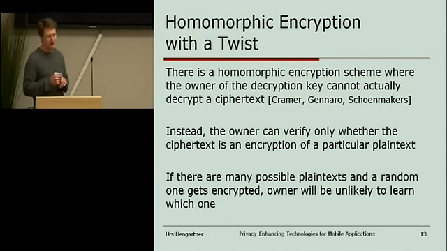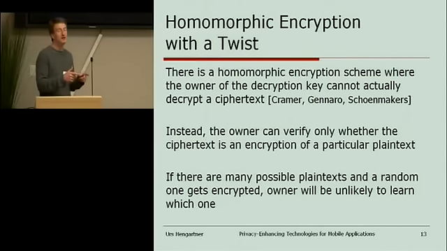However, what we can do in this scheme is the owner can check whether the ciphertext is an encryption of a particular plain text. For example, if the owner thinks the encrypted value is the value 0, the owner can take the value 0 and check whether the ciphertext is an encryption of the value 0. What this means is if there are lots and lots of possible plain texts that can become encrypted, and the entity that generated the ciphertext randomly chose one of these values and encrypted it, it is very, very unlikely for the owner of the decryption key to figure out the value that was encrypted.